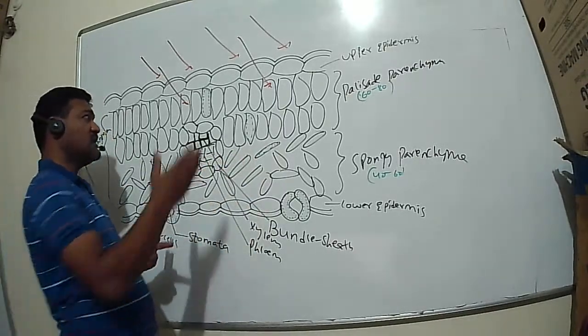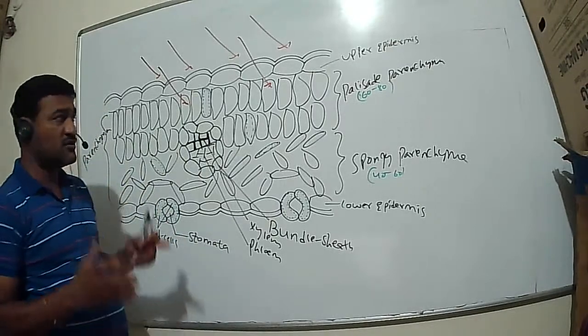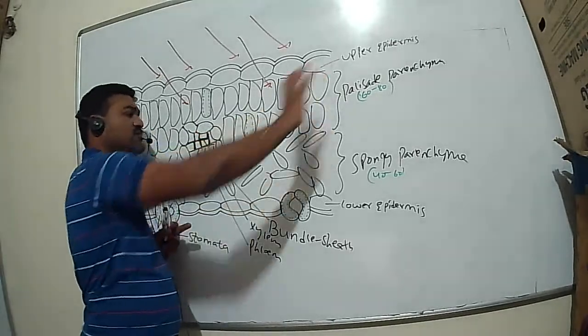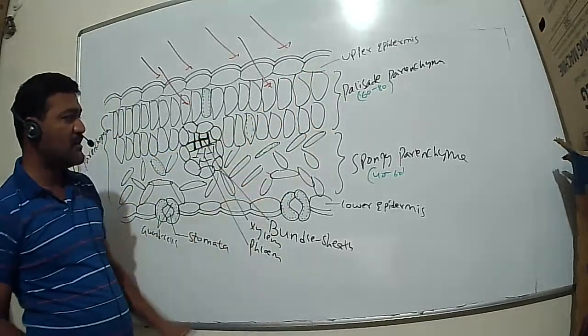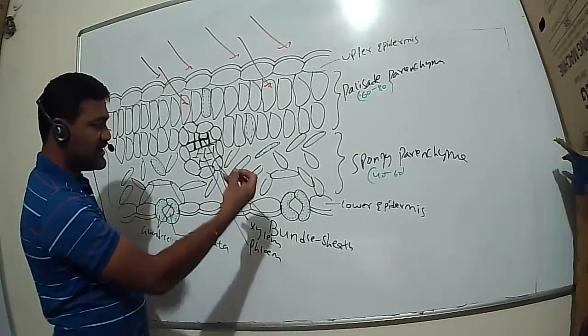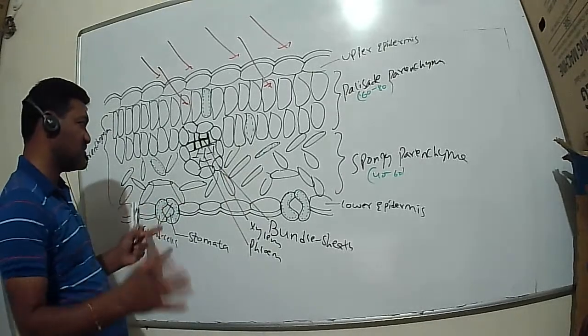And one more thing: the upper palisade parenchyma is provided with more chloroplasts because its main and only job is to perform maximum photosynthesis. Whereas the lower spongy parenchyma performs photosynthesis, but it also helps in gaseous exchange, aeration, and protection, like a shock absorber from jerks, all these things.